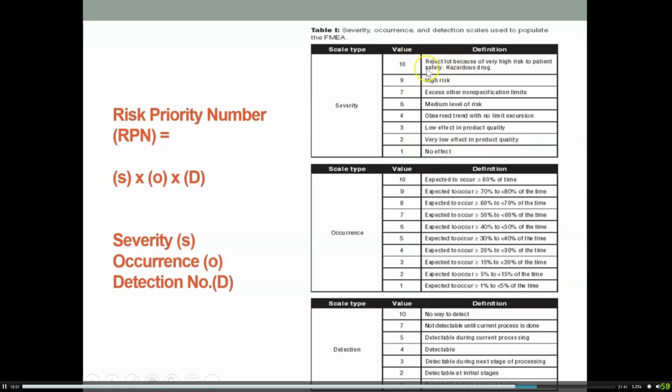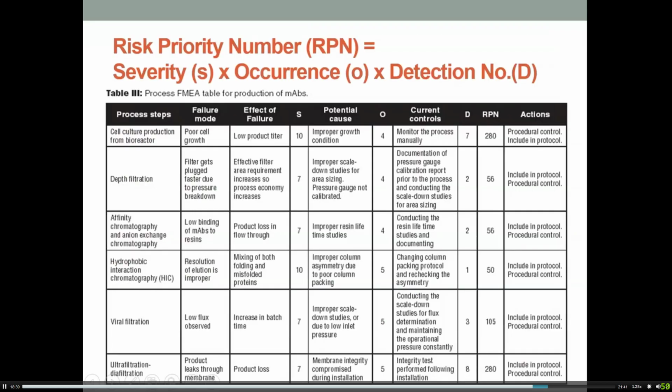So you can see in our definition, we're at number 10 for severity. We are rejecting the lot because of a very high risk to patient safety. It's a hazardous drug. And at number 1, we've no effect to very low effect in product quality. In occurrence, 10 at the highest end of our scale, it's expected to occur greater than or equal to 80% of the time, and at number 1, equal to 1 to 5% of the time. Our detection levels at number 10, we have no way to detect it, so that's a very high risk. At number 1, it's detectable before the process begins, so that would be a low risk.